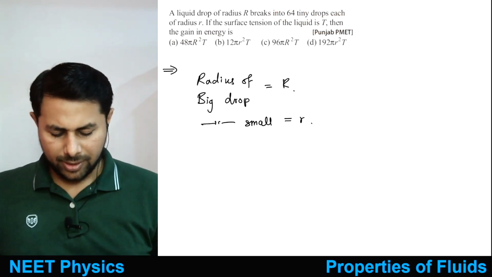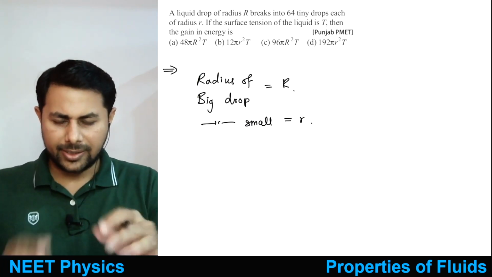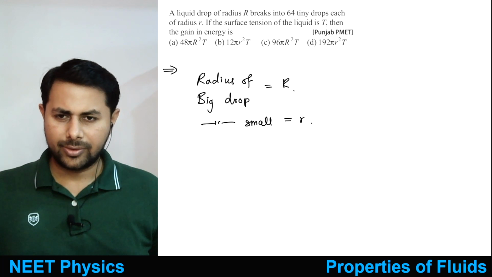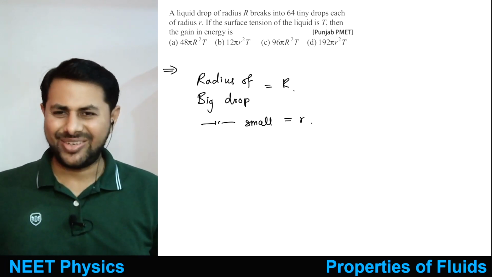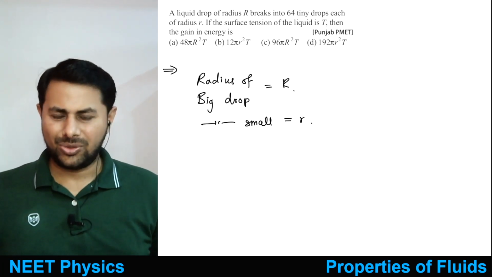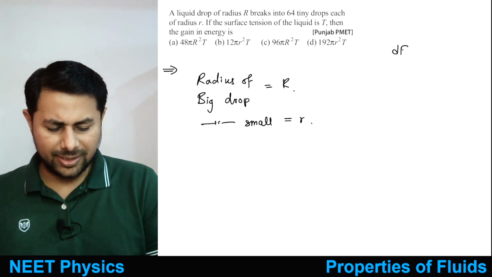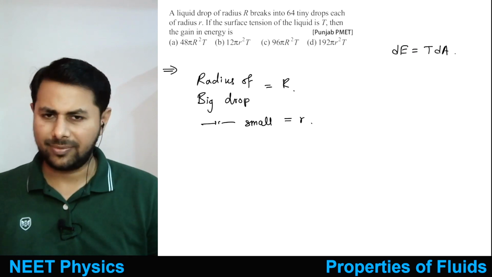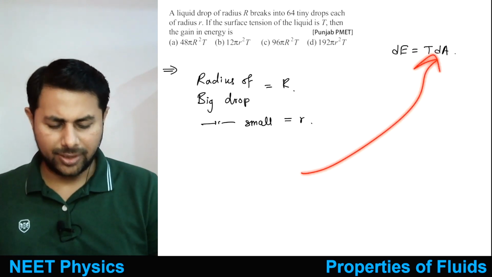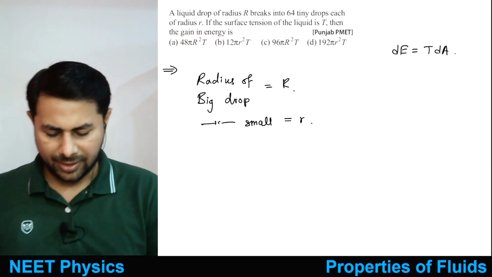Okay, now we had discussed this thing. What will happen if a drop breaks into n number of tiny drops? The volume will remain same, but the surface area would increase. So let's find out how much it increases, and then we know that energy is just T times the change in surface area. Whatever is the increment in surface area, you put it over here, and you will get the increment in the surface energy, gain in surface energy, right?